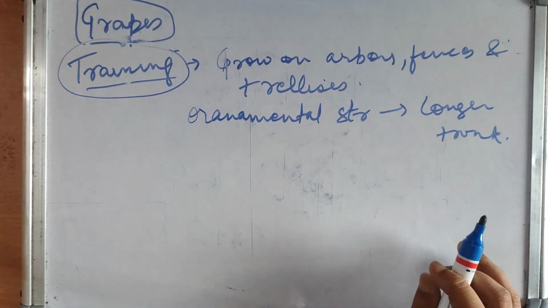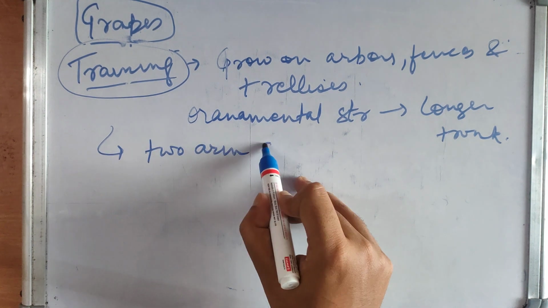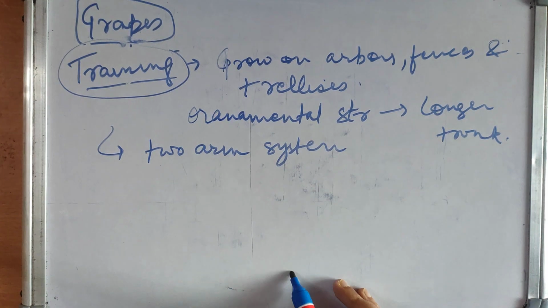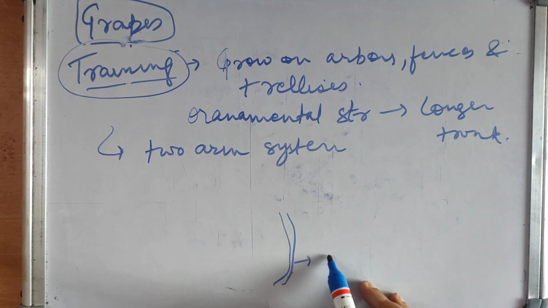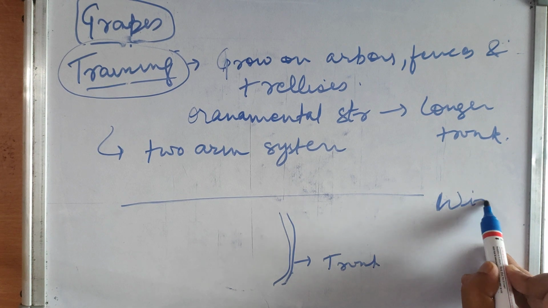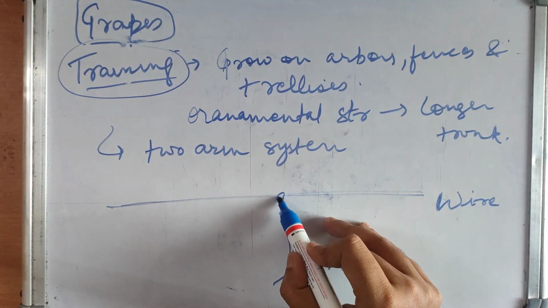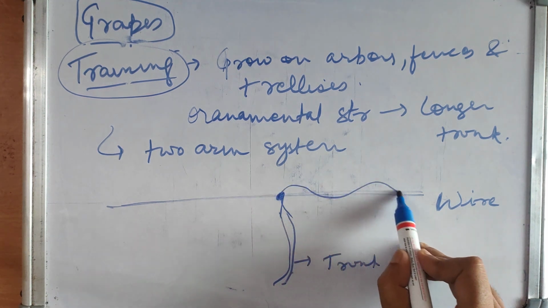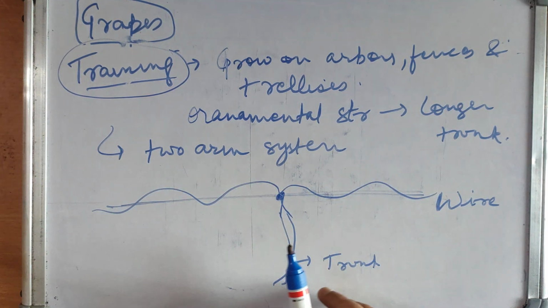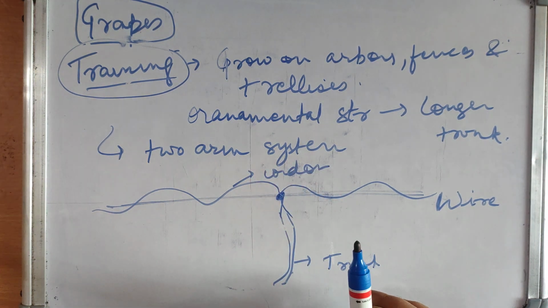For best fruit production, the 2-arm system is simplest. So what is this 2-arm system? Suppose this is the trunk, and this is a fence or a wire. In the 2-arm system, we divide the trunk into two branches, so that one goes this side and one goes this side. These are cordons. So two cordons on both sides. So this is what the 2-arm system is. I hope you all understand this.